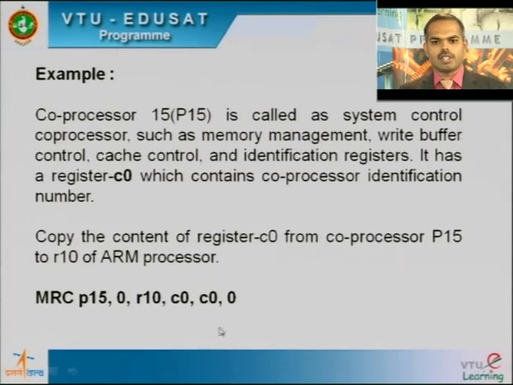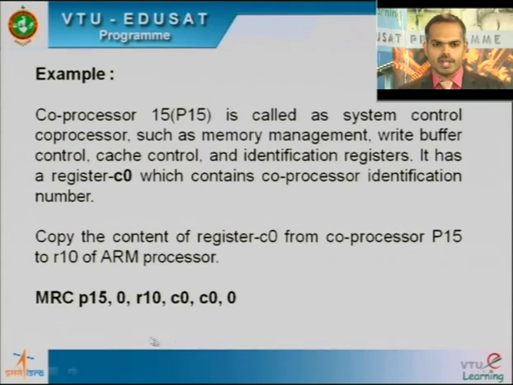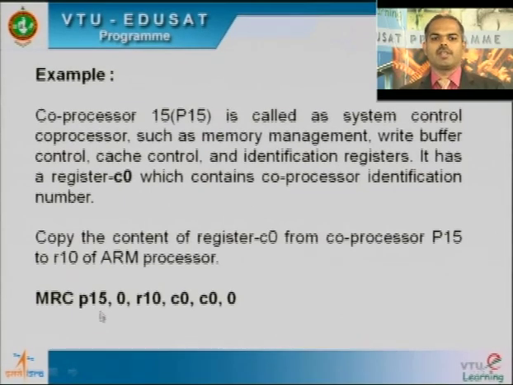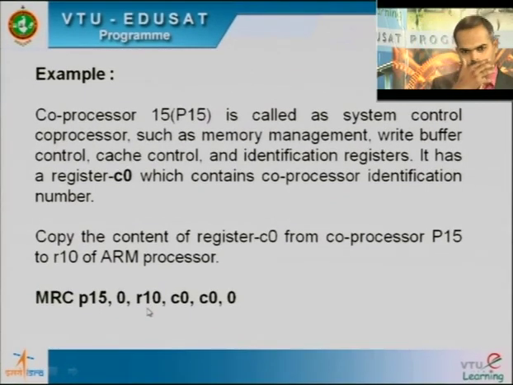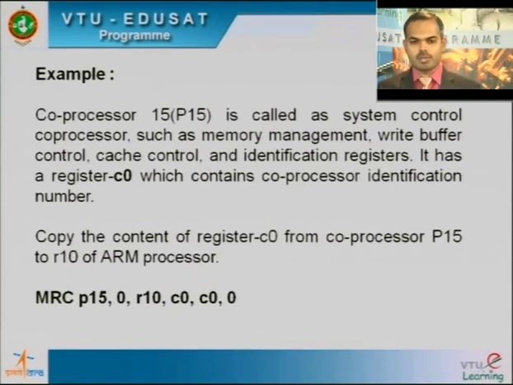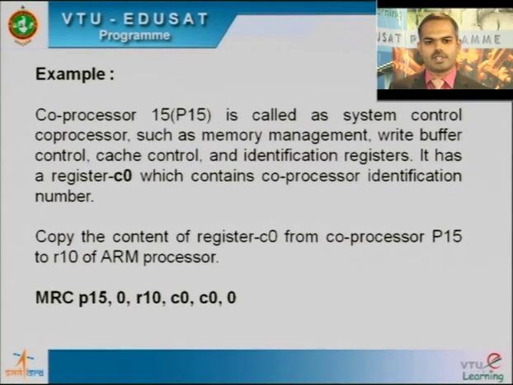Both the zeros say that the opcode for the coprocessor is nothing. We are not instructing the coprocessor to do anything. We are just instructing coprocessor 15 to copy the content of the C0 register to the R10 register. R10 belongs to the ARM processor core, and C0 belongs to the coprocessor. That C0 contains the coprocessor number with which the main ARM processor will understand the nature of the coprocessor.